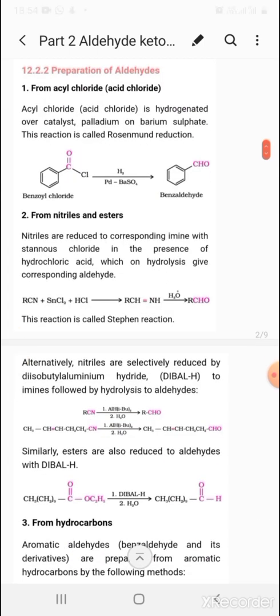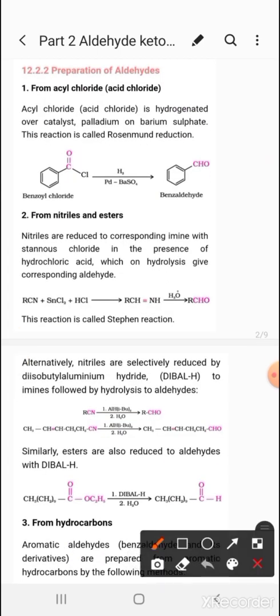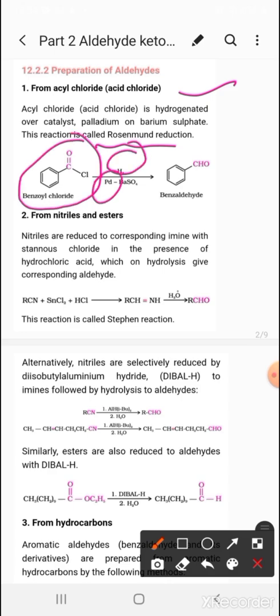Now first is the preparation of aldehyde. In the above methods we have prepared both aldehydes and ketones, and now these are the strict methods which only give you the aldehydes. From acyl chloride, this is the very important Rosenmund reduction: to benzoyl chloride, if you add hydrogen in the presence of palladium on BaSO4, it will give you benzaldehyde.